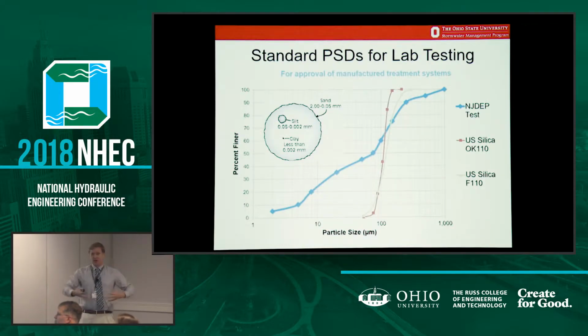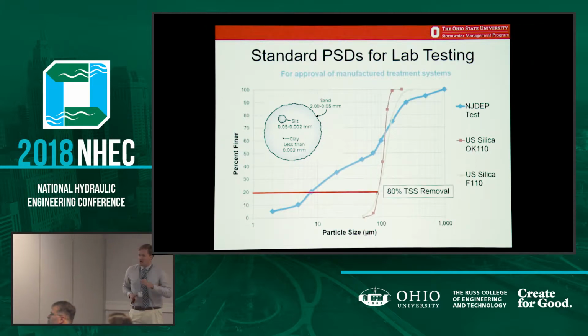As the last speaker nicely introduced, I really don't have to talk about this slide. There's a number of different methods, but two main methods out there for evaluation of these manufactured treatment devices. It's typically done in the lab, and so you can use either the OK110 distribution, which is this very, very sandy distribution that ODOT currently uses, or what's being used a lot more frequently across the country is this NJDEP or TARP distribution that has a lot more clays and therefore is much more difficult to get to that 80% threshold, okay?